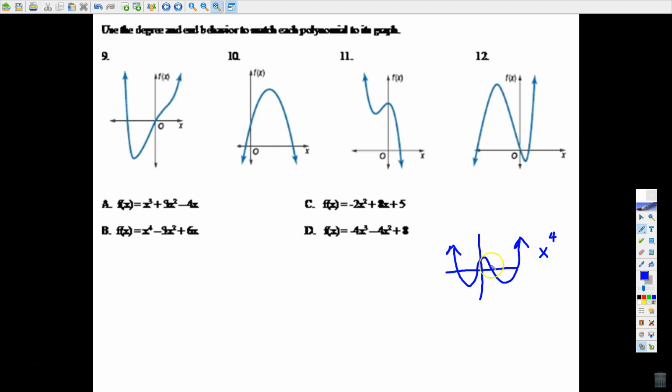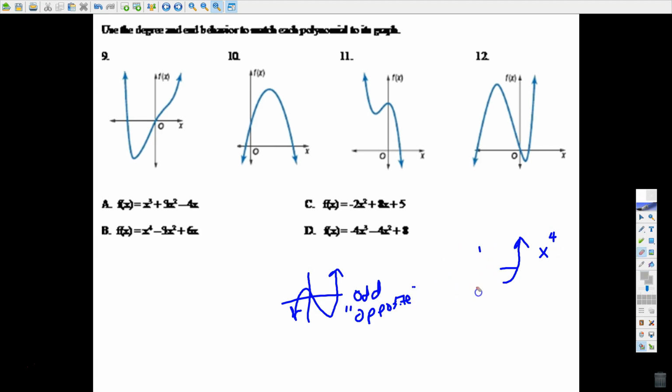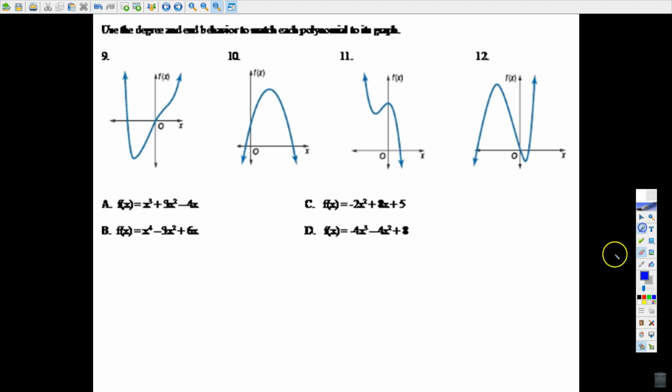We know without even... well, one way we can tell is by looking at the ends. We call this end behavior. When the ends do the same thing, that means it's got to be an even function. And when they do something opposite, like this, right side goes up, left side goes down. Remember, odd means opposite. Okay, we talked about that before the last test. Well, applying that principle will help us in matching up these graphs with the appropriate equation.